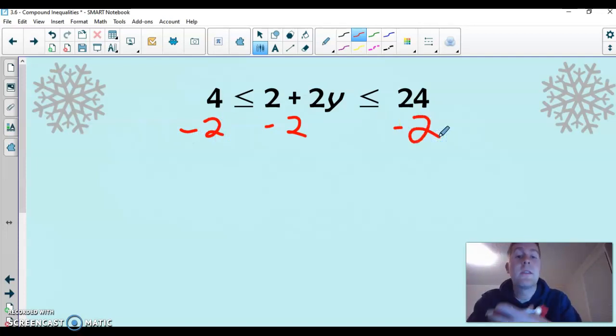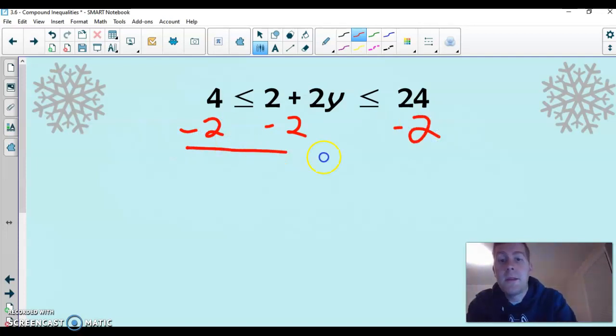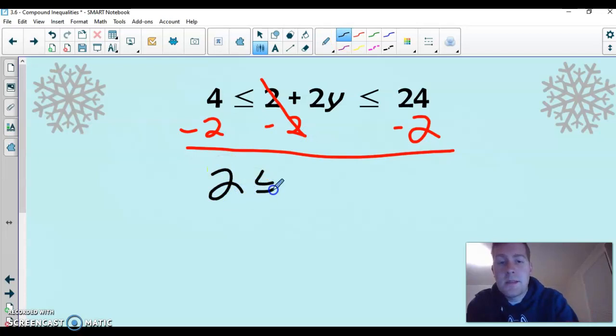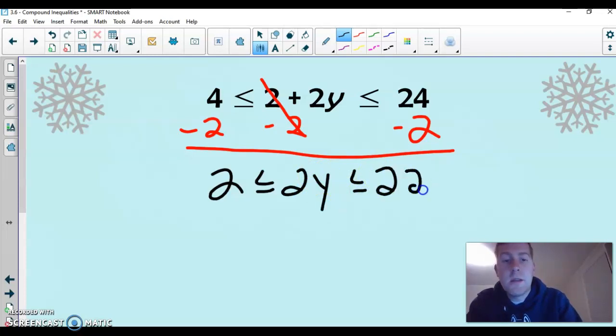So there's essentially 3 parts to this inequality now. Okay? And when I do that, my 2's in the middle will cancel out. And now we have 2 is less than or equal to 2y, which is less than or equal to, on the right-hand side, 24 minus 2 is 22.